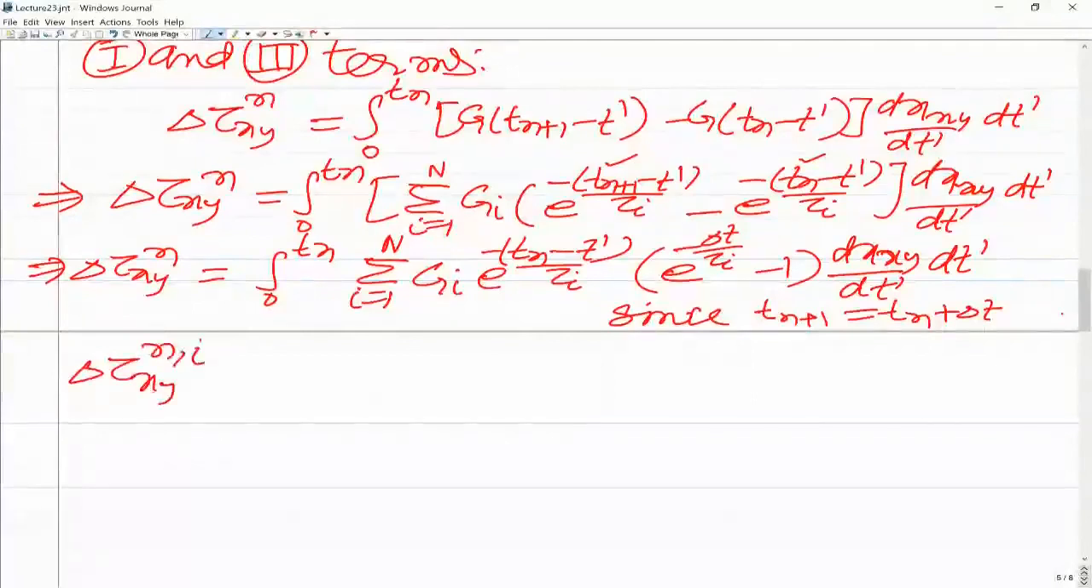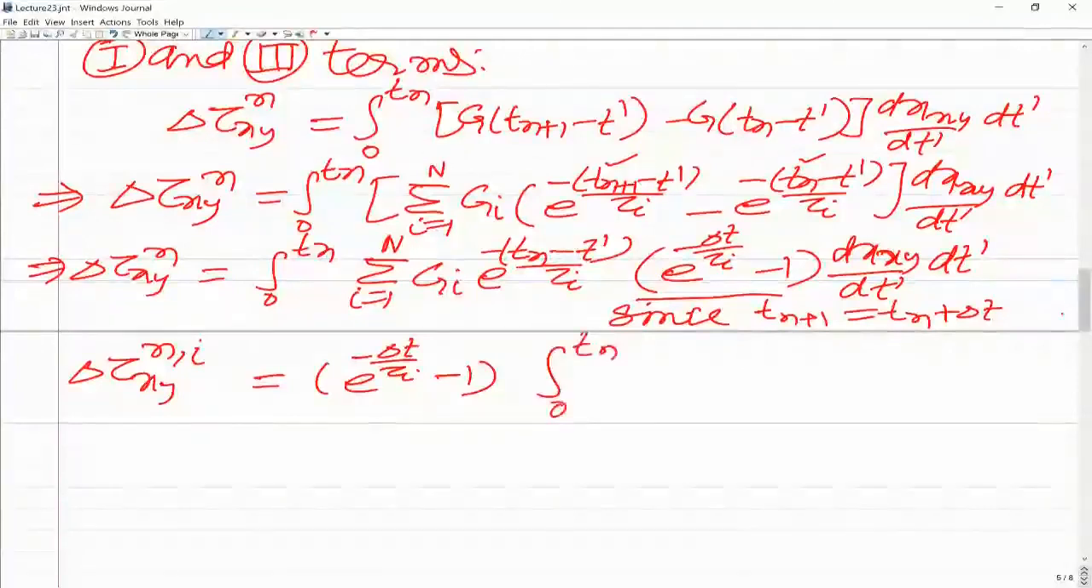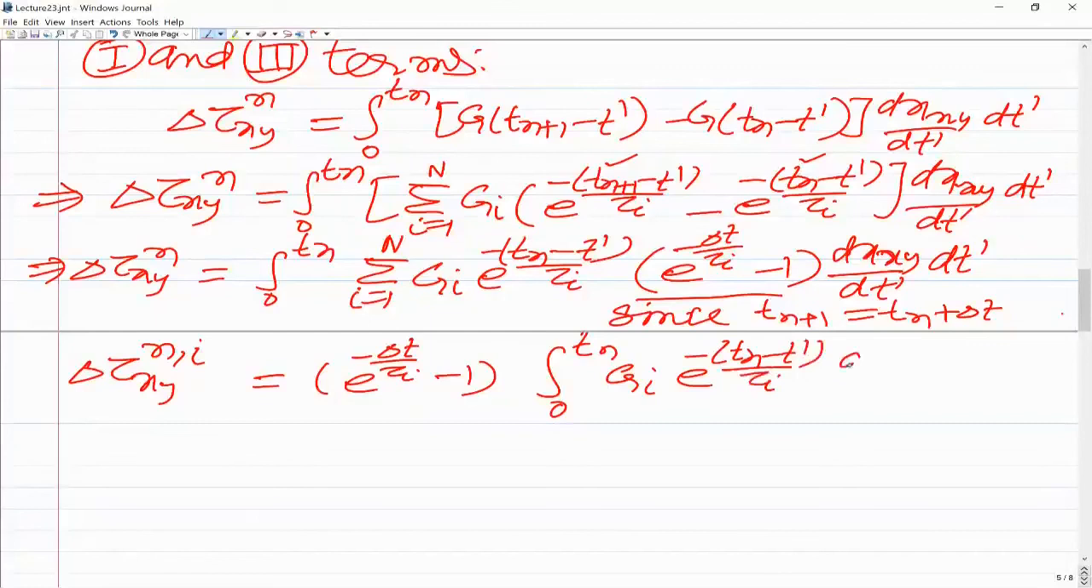Now I take the ith term, and I can write delta tau xy n comma i. For that I can take this common, so it will be e to the power minus delta t upon tau i minus 1, and then integration 0 to tn, and we will have gi e to the power minus tn minus t dash upon tau i into d gamma xy by dt dash into dt dash. So you can write it like this.